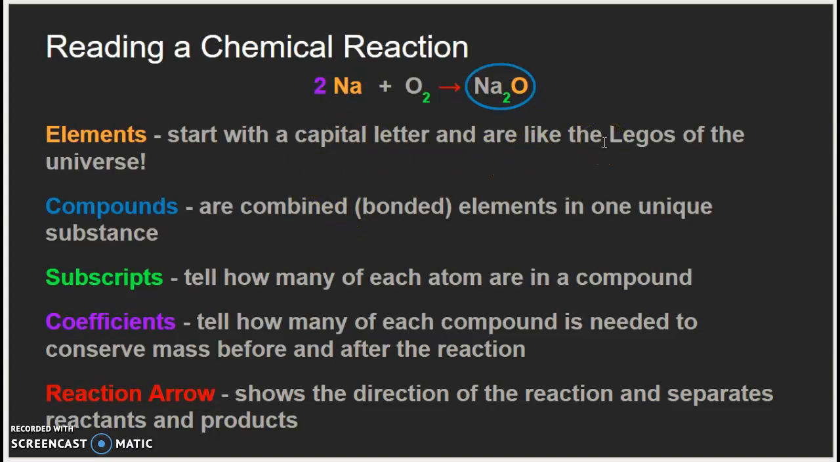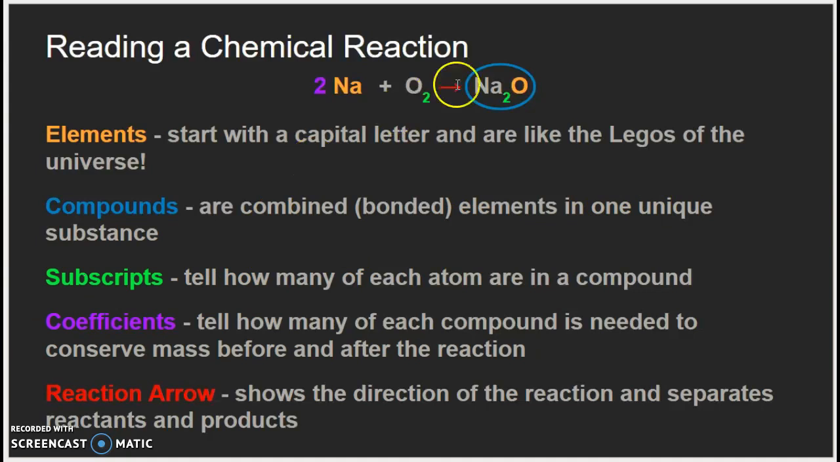Each of these are used to build bigger things called compounds, because elements are kind of like Legos, and they go together in certain ways to make bigger compounds. So an example of a compound, since I wrote this in blue, I circled it in blue, is Na2O. There are two sodiums in this compound and one oxygen, and they're all put together like pieces of Legos. They're combined or bonded, we're going to learn about bonding later, elements in one unique substance. So Na2O is different from H2O or any other kind of compound.